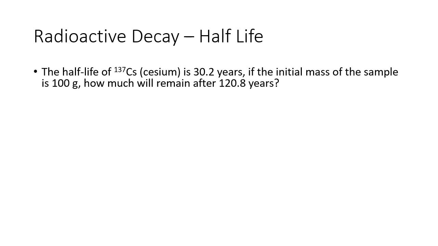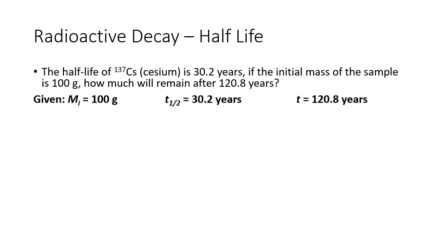So the half-life of cesium-137 in this case is 30.2 years. If the initial mass of the sample is 100 grams, how much will remain after 120.8 years? What I would recommend is that you follow this process. I'm going to list out my knowns. I have the initial mass, I have the half-life because they gave it to me, and I have the amount of time that I'm solving for.